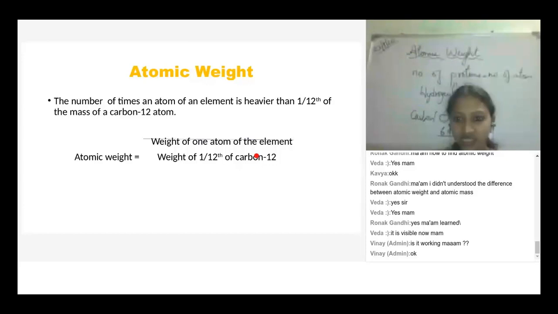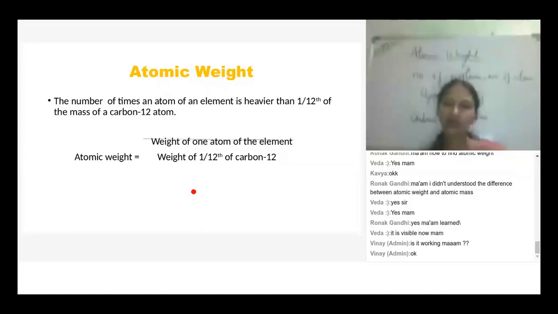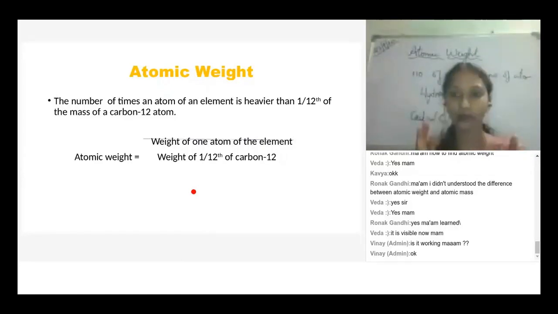We are discussing atomic weight. Atomic weight is equal to the weight of one atom of the element divided by the weight of 1/12 of the carbon atom. It is a comparison. If carbon is 12, it means one carbon atom consists of 12 parts.